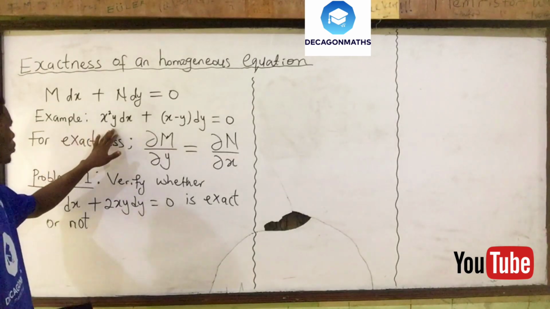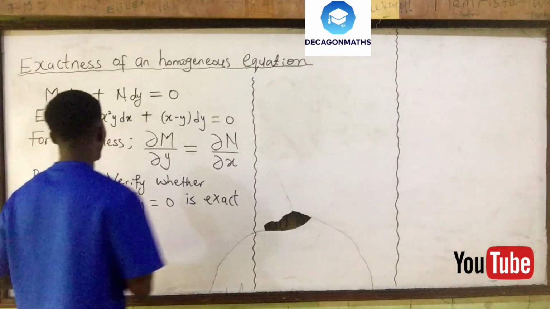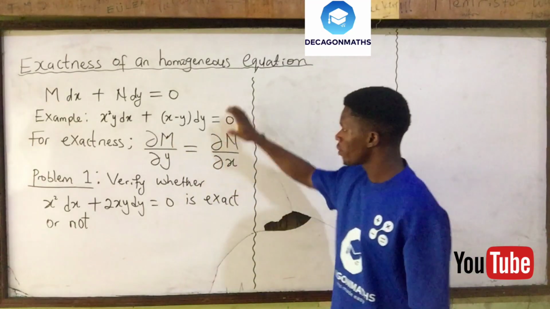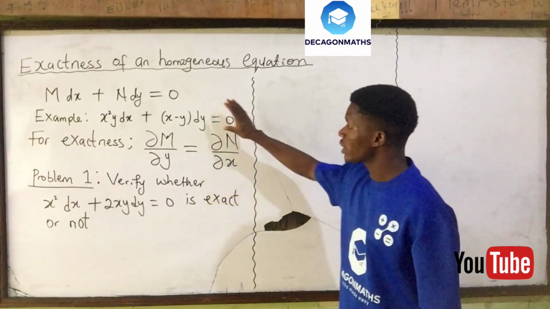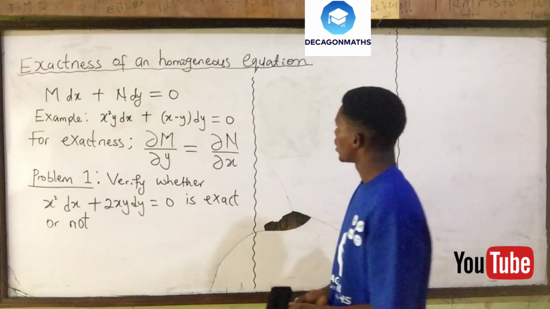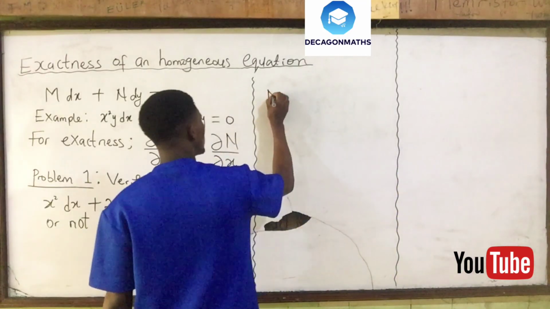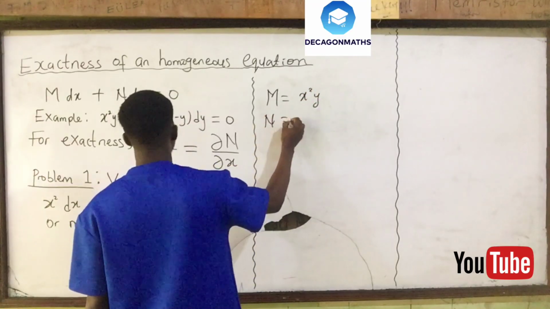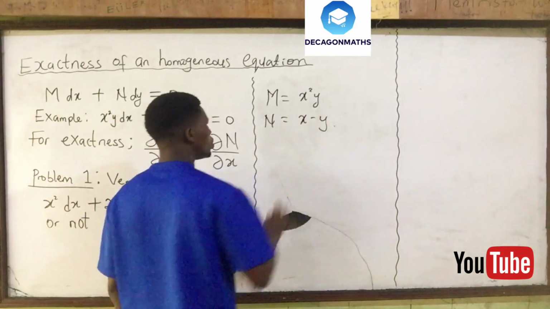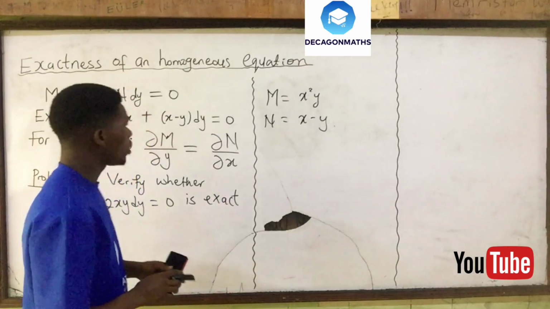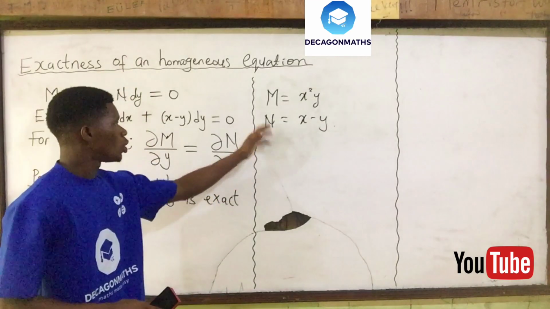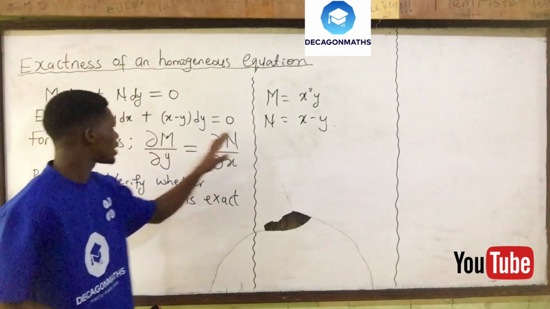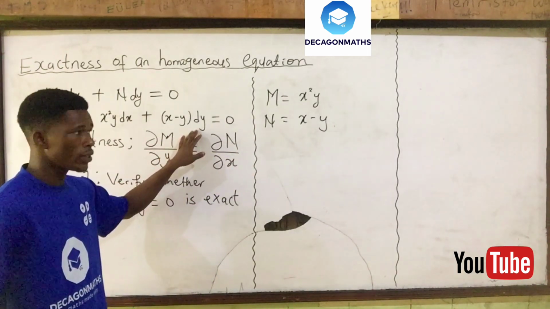Let's take a look at this example. We have x squared y dx plus (x minus y) dy equals 0. Now in this example, let's write out our M and our N. Our M equals x squared y, while our N equals x minus y. So you don't have to get confused: how do you know your M and how do you know your N? Your M is always the one having dx in front of it, and your N is the one always having dy in front of it.